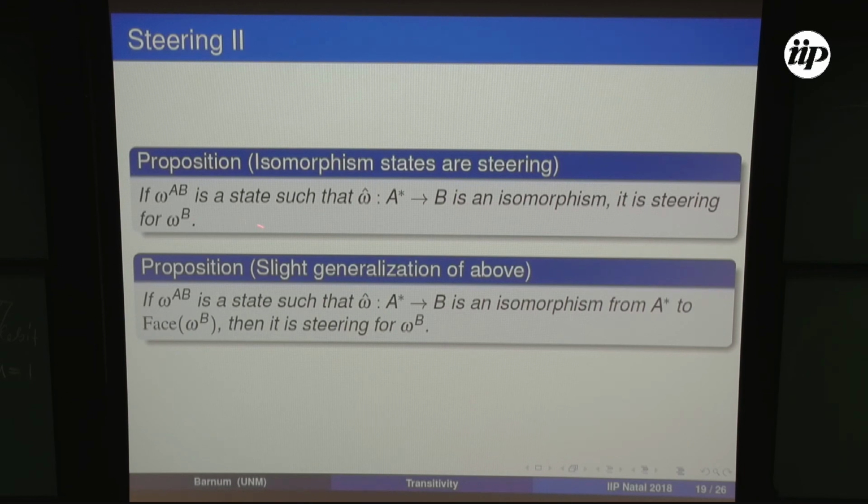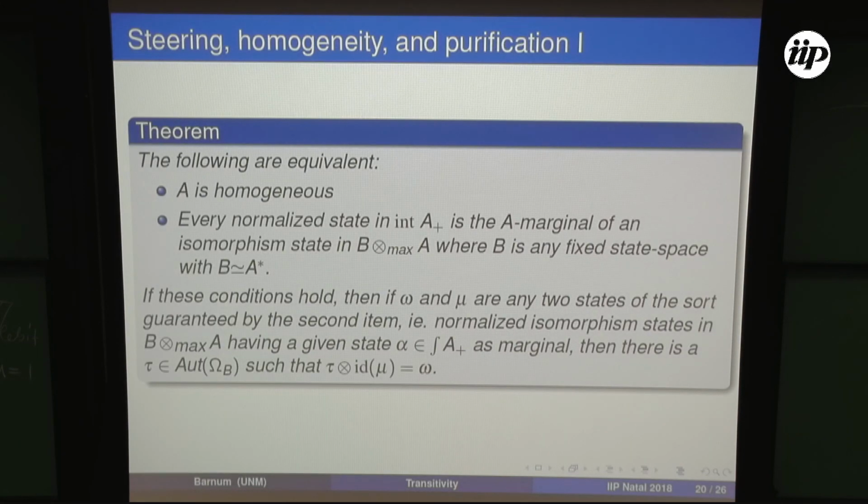Okay, so it's easy to see that isomorphism states are steering, like, for instance, the maximally entangled states in quantum theory. Okay, and there are some relations between homogeneity, steering, and purification. So the following are equivalent, and this stuff is all in this paper. It's in Foundations of Physics, and it was also on the arXiv in around 2009. Alex Wilce, Philip Gabler, and I.